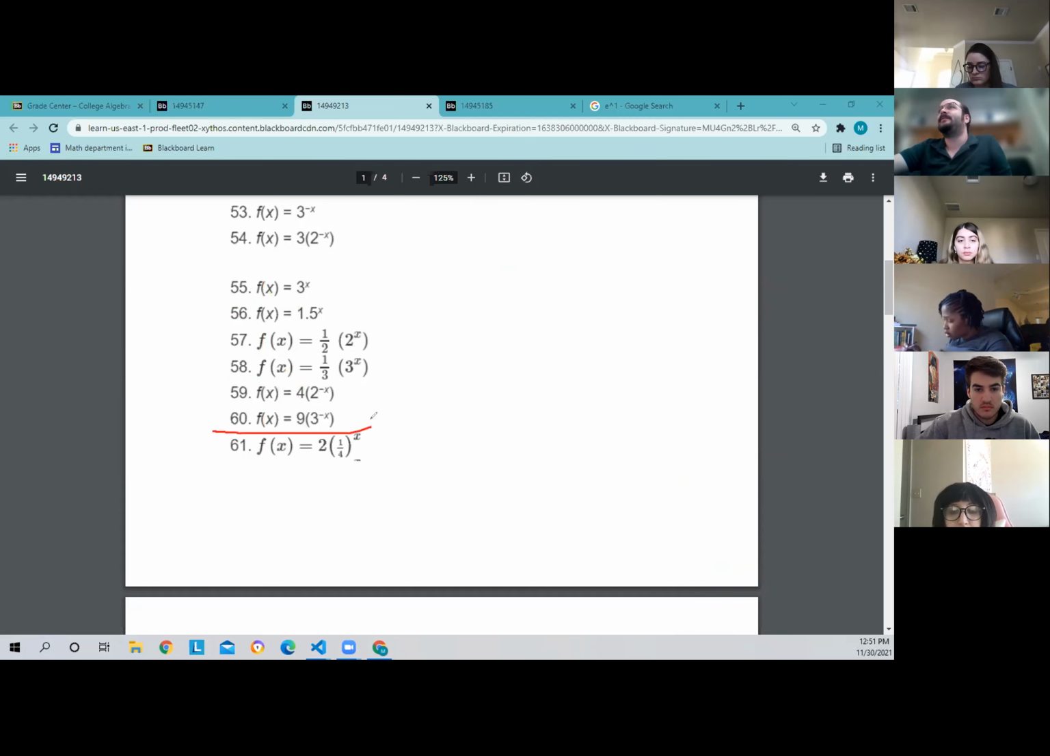So I think that's the next one, right? It's like the parabola. So f of x is going to open large, very large, and we get 2 times 1/4 to the x.